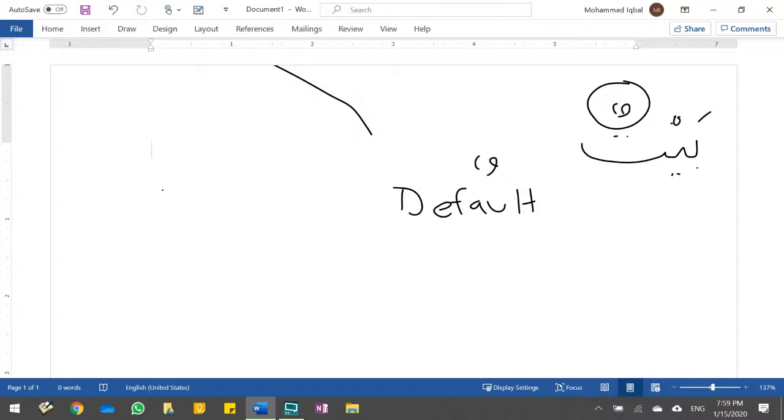Why do you call it default? Because that's like the normal state. It will always have two dhammas, unless it has a reason to not have two dhammas. Why do you call it default? You got a better word?